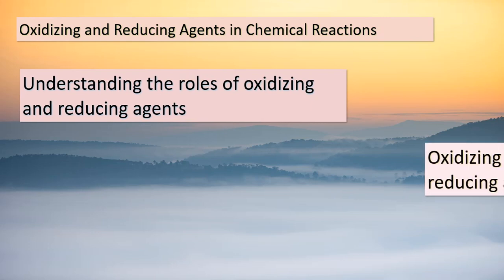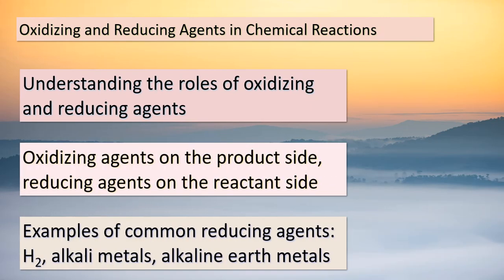Hello, dear students. Today, we're delving deeper into chemical reactions and exploring the roles of oxidizing and reducing agents. It's like chemistry's way of playing a balancing act. Oxidizing agents are present on the product side of reactions, while reducing agents are found on the reactant side. This means that only the substances on the product side can serve as reducing agents, while those on the reactant side can be oxidizing agents.